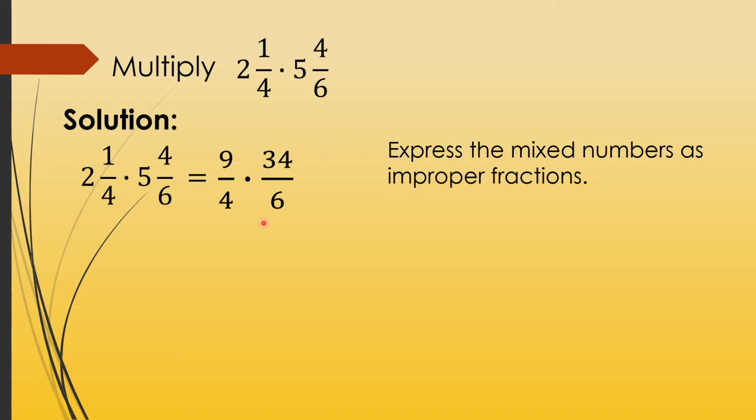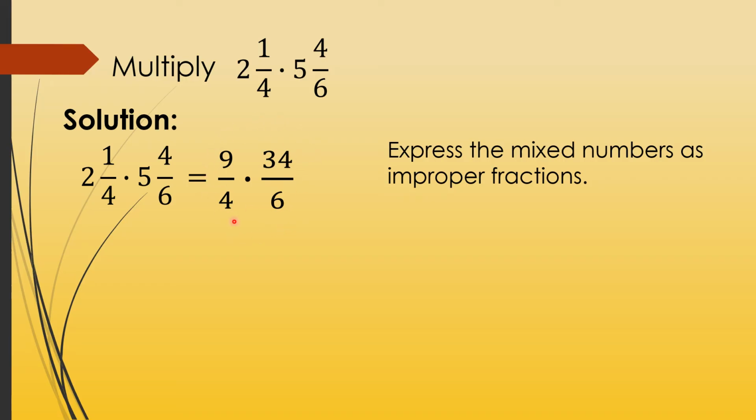So, ganun din dito. 6 times 5 is 30 plus 4 is 34. And then, kopyahin yung denominator na 6. Okay. So, mapapansin nyo, magkaiba yung 4 at yung 6. So, kapag meron na tayong mixed fraction, ito yung mixed fraction.